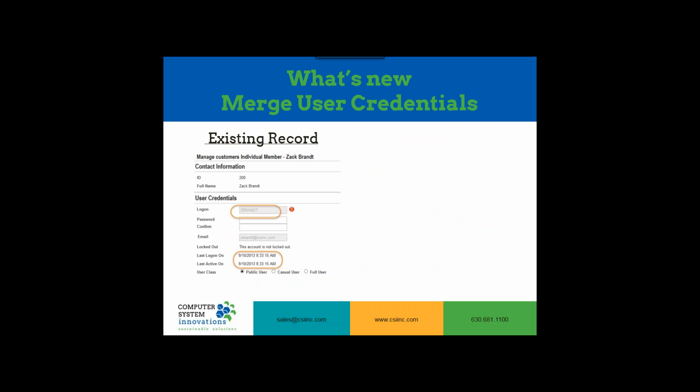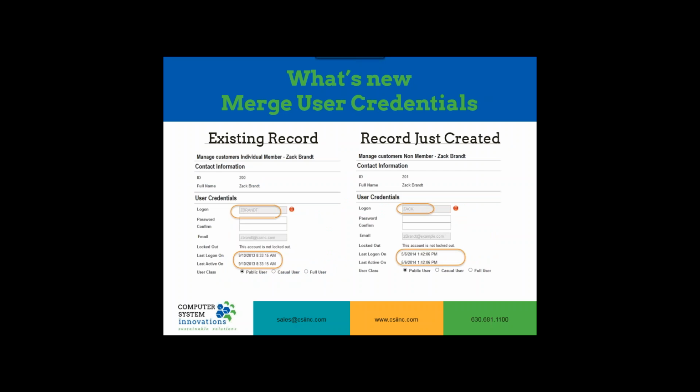So what's that look like? Here's his existing record, zbrant, right? And we can see he last logged in on that back in 2013. Here's the record I'm going to merge to. He actually uses the login of Zach. I can't see his password. That's okay. But it's more recent. So in this case, actually what I'm going to do is I'm going to keep the info from this record no matter what, even if that's the record I'm getting rid of.